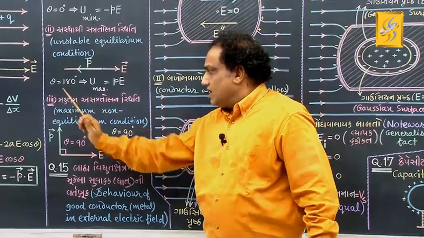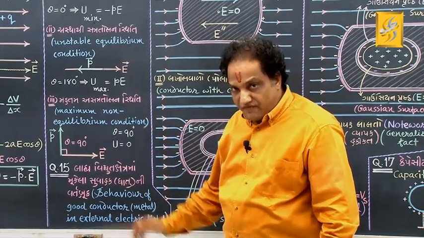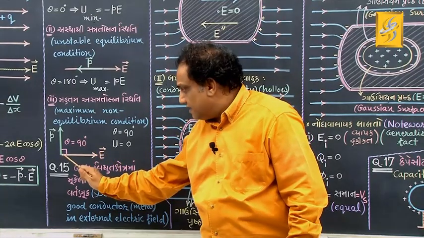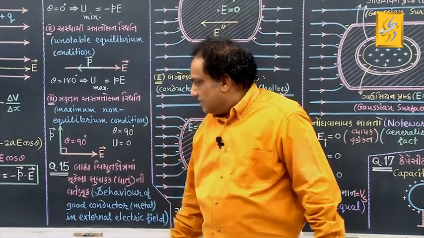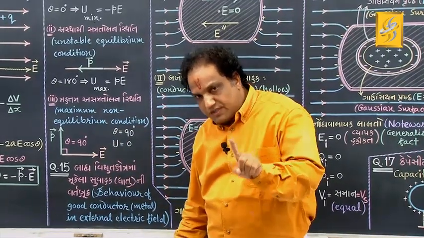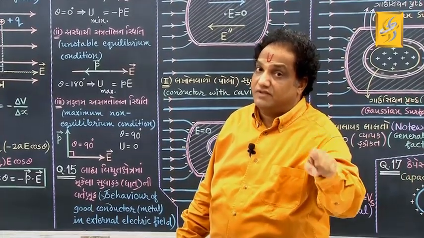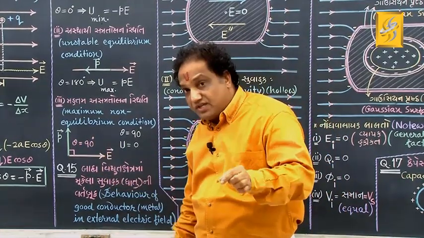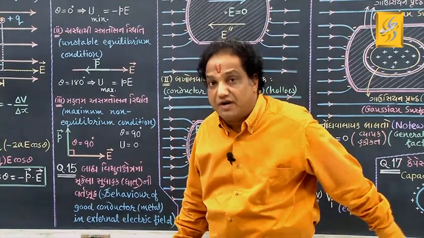Here in the third case we take maximum non-equilibrium condition. Look in the figure. Suppose the dipole is placed in an external electric field such that its dipole moment makes an angle of 90 degree, okay. If it is so, then we call it non-equilibrium condition. Why? Because torque is maximum. What is the torque formula? PE sin theta. Theta is 90 degree, sin 90 will be 1, this is maximum. When maximum torque is exerted on this dipole, it won't remain in this condition even for a fraction of a second, correct. That's why it indicates maximum non-equilibrium condition.